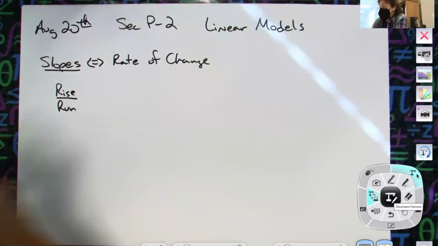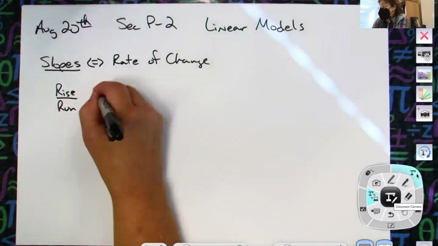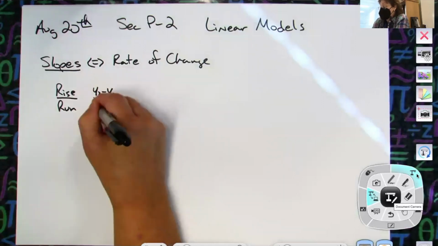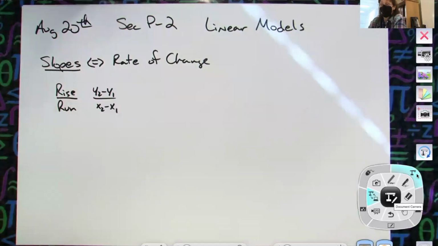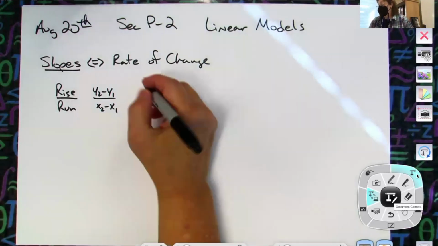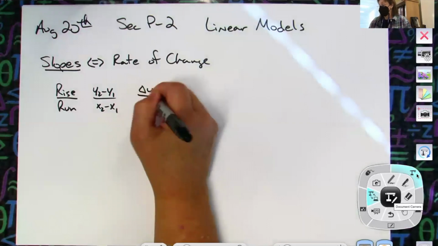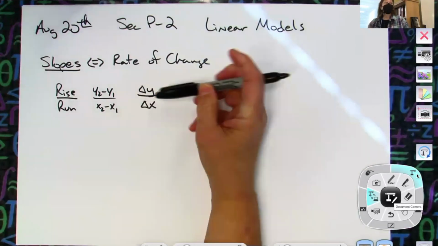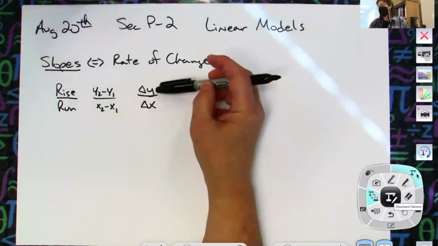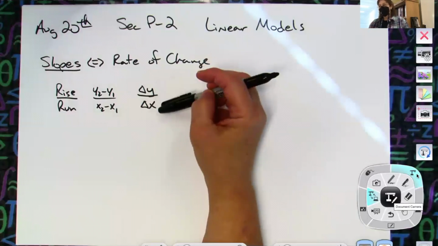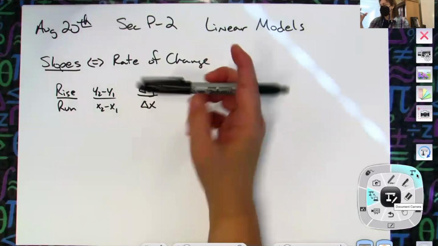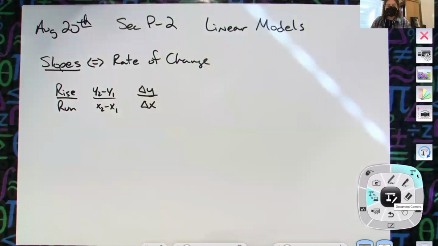We know the slope formula y2 minus y1 over x2 minus x1, right? That's when you've been given 2 points. We also know delta y over delta x. So there's your change, that delta y, change in the y's over the change in the x's. So you just kind of wrap your head around this. Slopes now are going to be a rate of change.